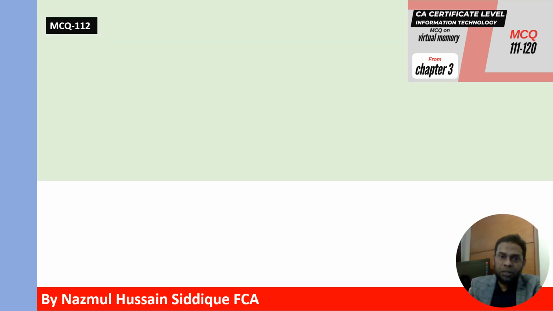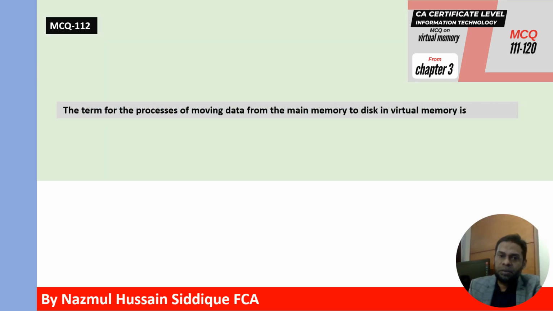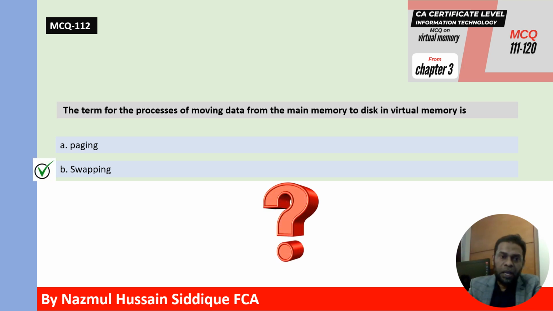Next question 112. The term for the process of moving data from the main memory to disk in virtual memory is option A, paging, or option B, swapping. The correct answer is swapping. The process of moving data from the main memory to disk in virtual memory is swapping.